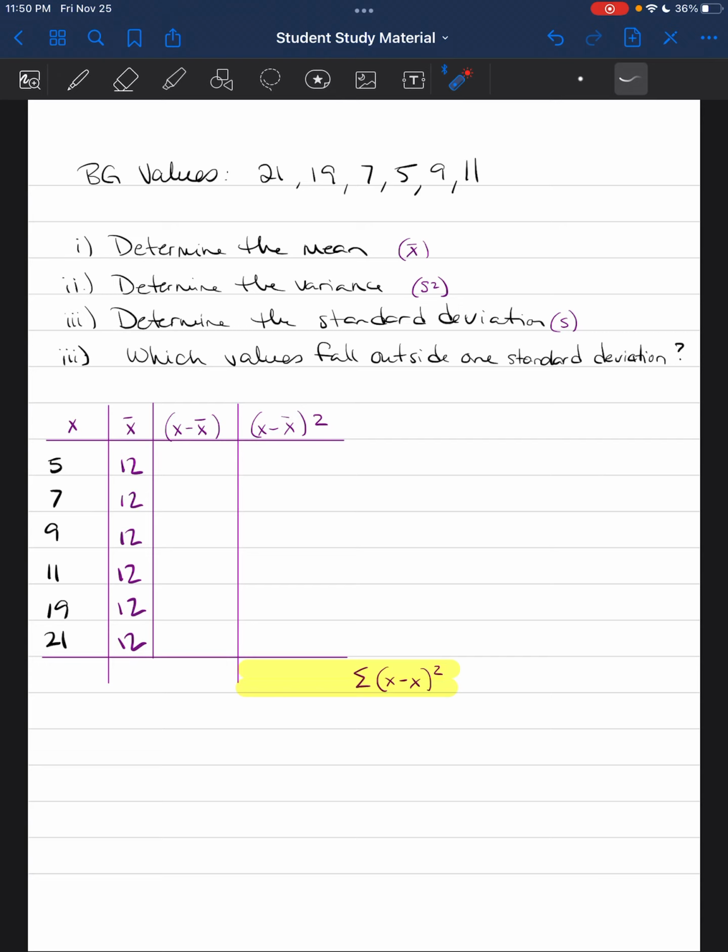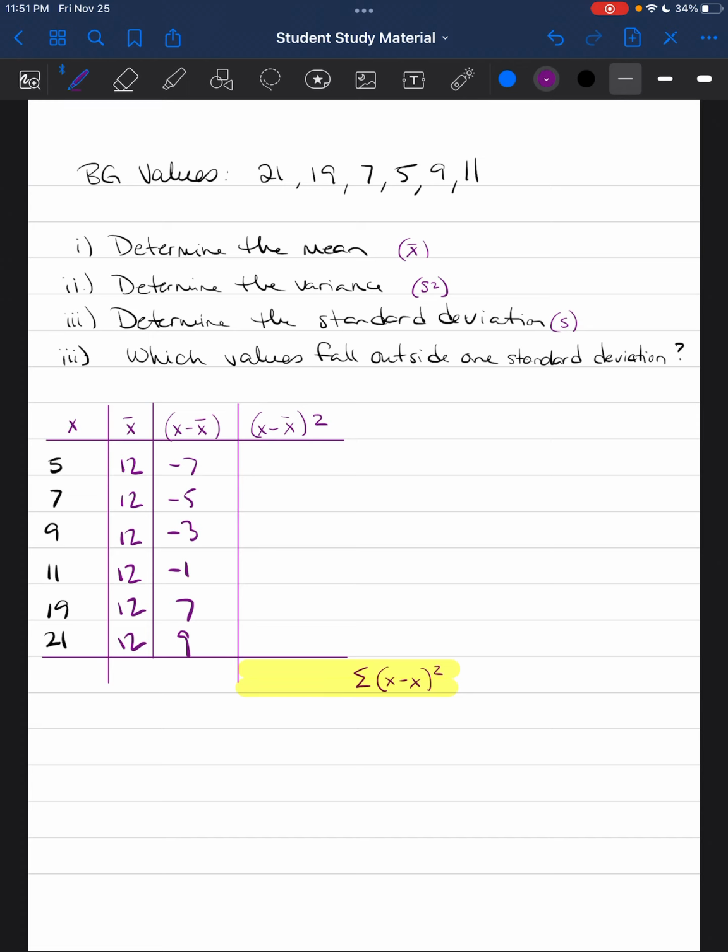So we go 5 minus 12 to get our value. 5 minus 12 gives us negative 7. 7 minus 12 gives us negative 5. 9 minus 12 gives us negative 3. 11 minus 12 gives us negative 1. And 19 minus 12 gives us 7. And 21 minus 12 gives us 9. Now, as you can see, we have both negative and positive values here, and we need to change that so we have all positive values.